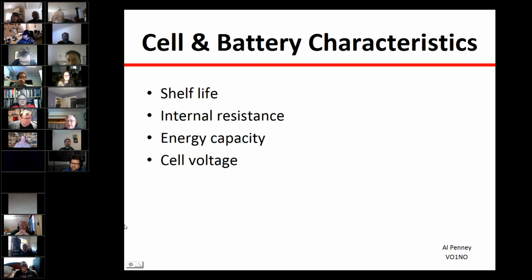Michael, voltage drop is coming up in a future chapter. And AGM, you're talking about absorbed glass mat. We'll talk about that in just a few moments.